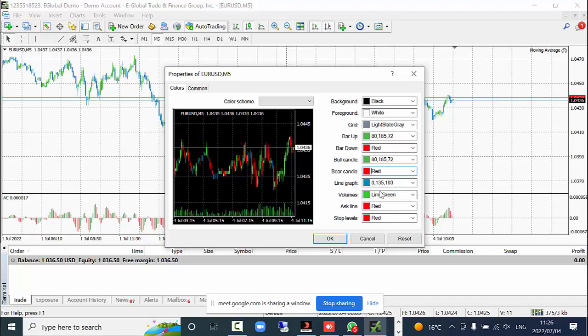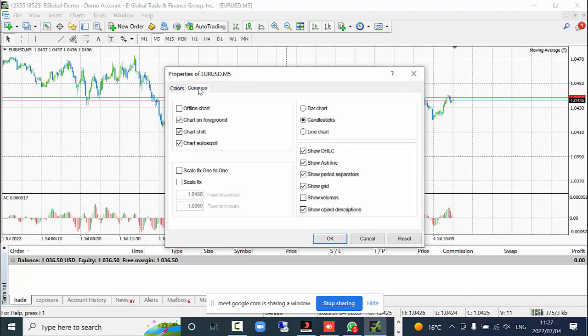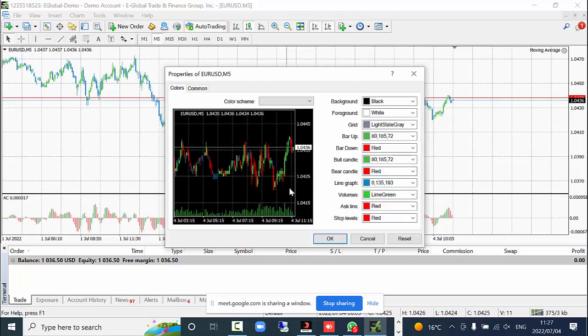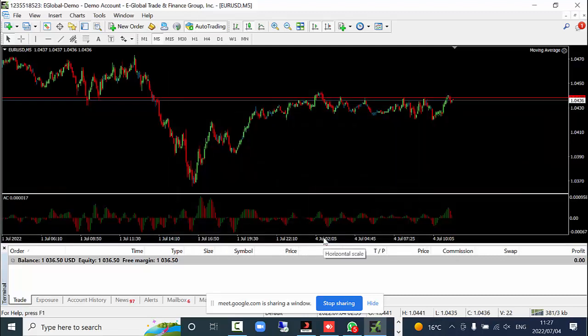my graph will look like this, okay? Now, I'll come to the common tab. What I don't like to see, I don't like to see separator. I don't want to see grid. Then I will come back to colors. Then I will say okay. So my graph will look like this. This is the way I want to see my graph. This is the way I love to see it.